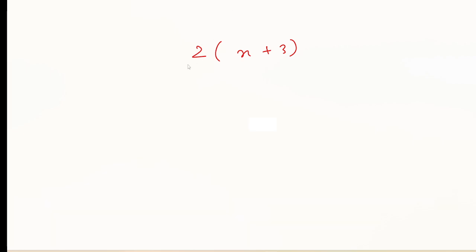We multiply each term by 2. Whatever is written outside the bracket, if there is no sign between them, that means they are in multiplication. So we multiply each term by 2. This will become 2 times x is 2x. Then we have a plus sign, so we'll put plus. Then 2 times 3 is 6. So this is our answer.